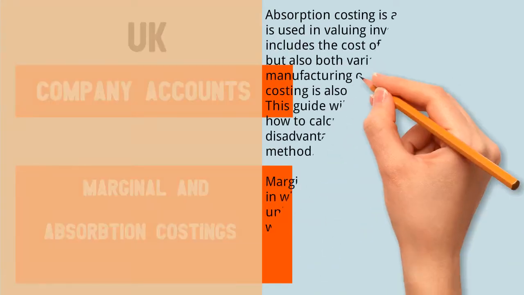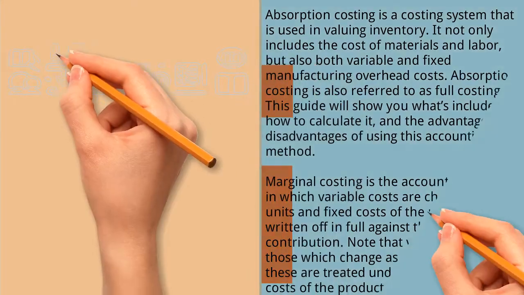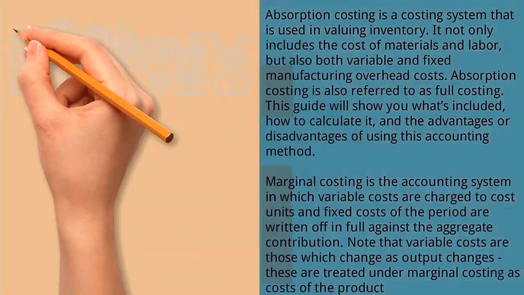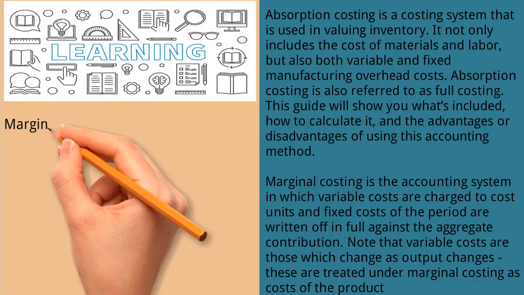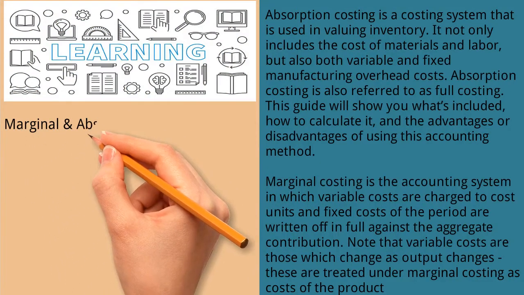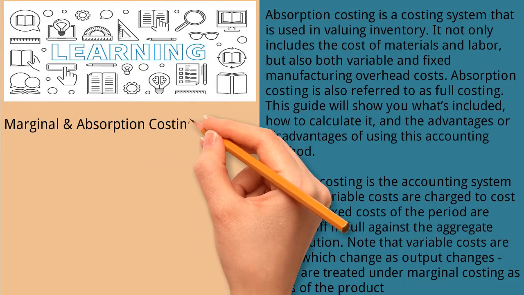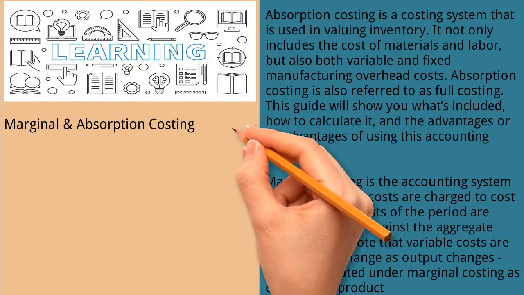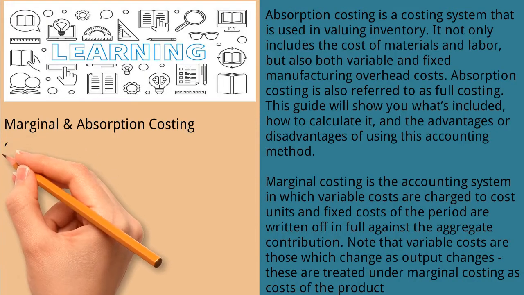Well, absorption costing is a costing system that is used to value inventory. It not only includes the cost of materials and labor, but also includes the variable and fixed manufacturing overheads. When we look at marginal costing, this is an accounting system in which variable costs are charged to cost units and fixed costs of the period are written off in full against the aggregate contribution.